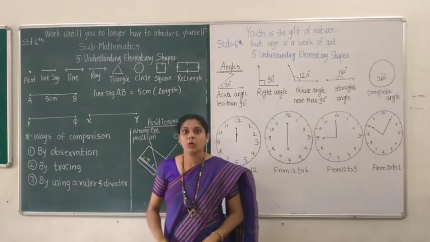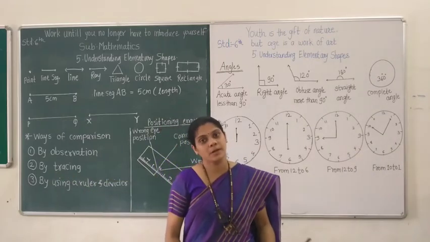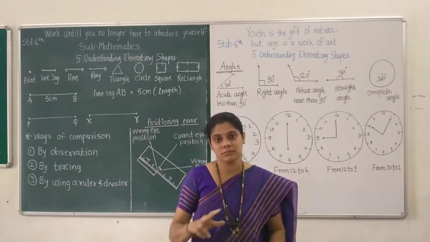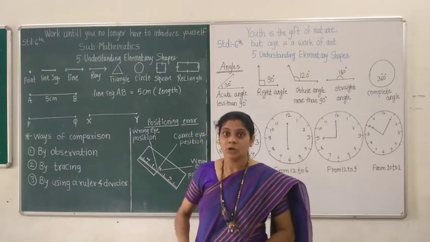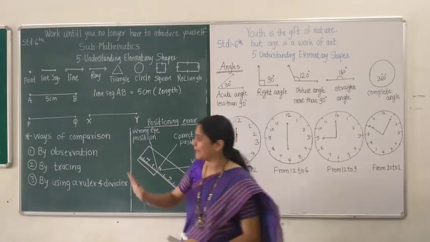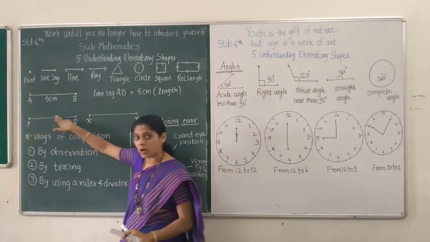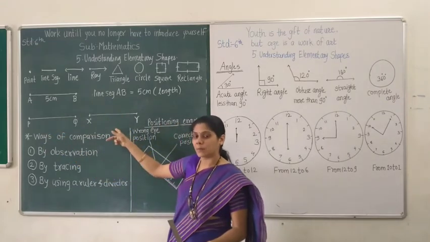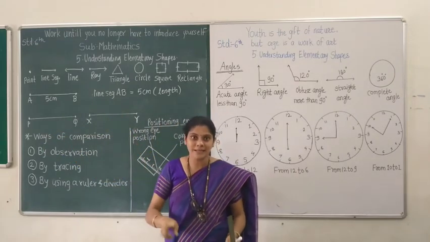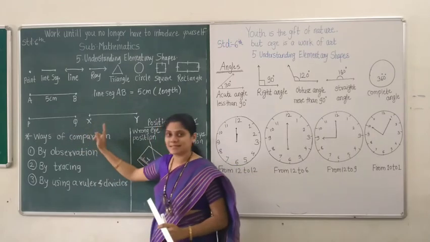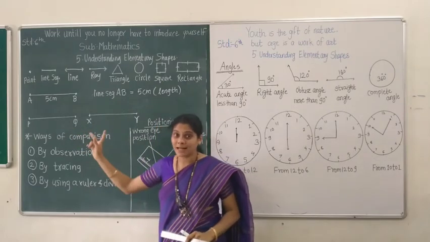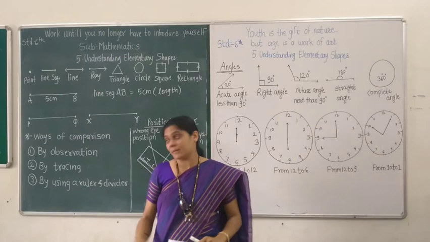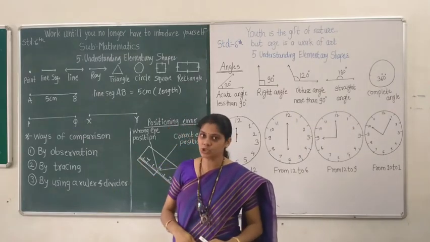Next, by tracing. With the help of tracing paper you can easily compare both line segments. You have to take a tracing paper, place it on one line segment and draw on the tracing paper. Then put the same tracing paper on the other segment. If both carry the same length, that means both line segments are equal. So by using tracing paper you can easily compare the given shapes.